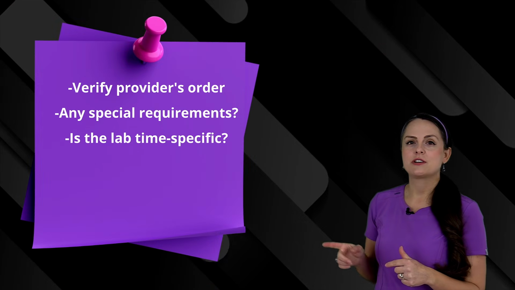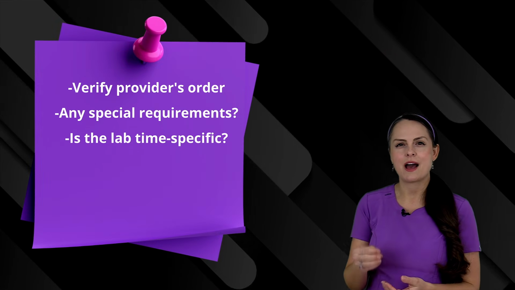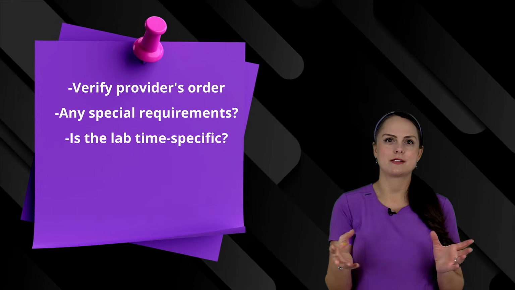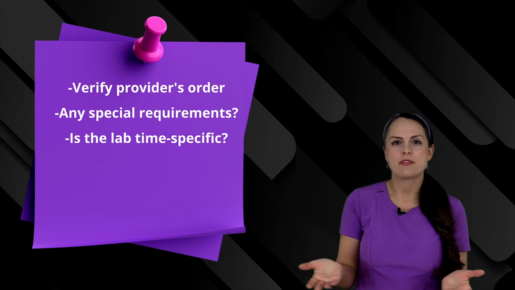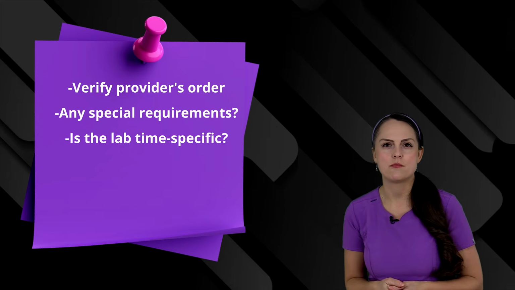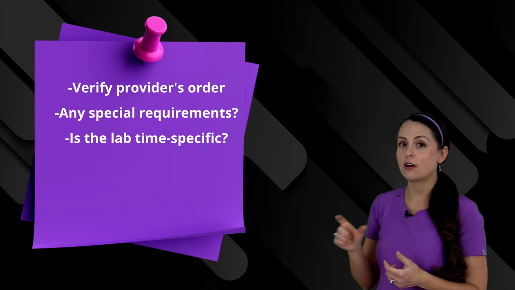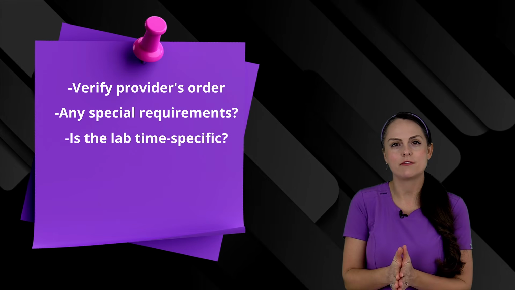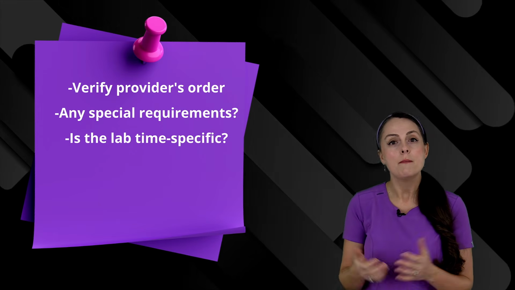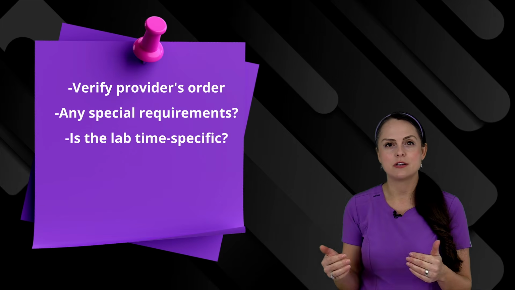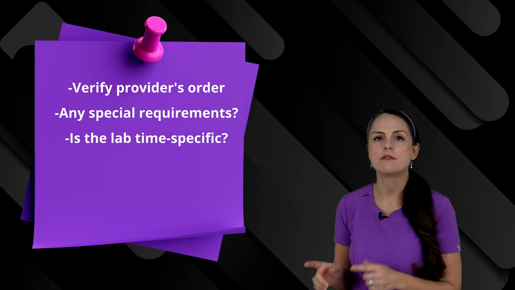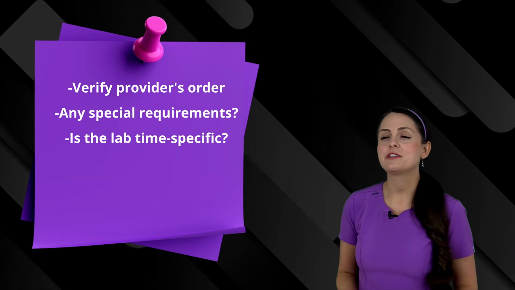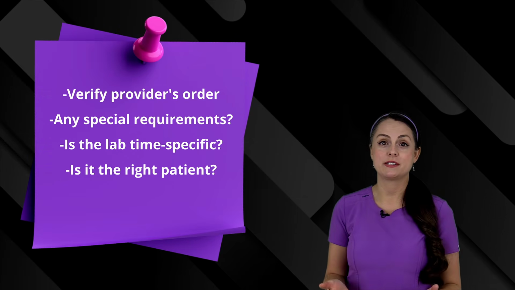And then you need to make sure that this lab is not time specific, like you have to draw it at a specific time. For example, with hormone levels like cortisol, it's best to draw that in the morning. Or if you're drawing a trough level, you want to check out when it actually needs to be drawn. For example, if it's vancomycin, most protocols say that that needs to be drawn about 30 minutes before the 4th dose.